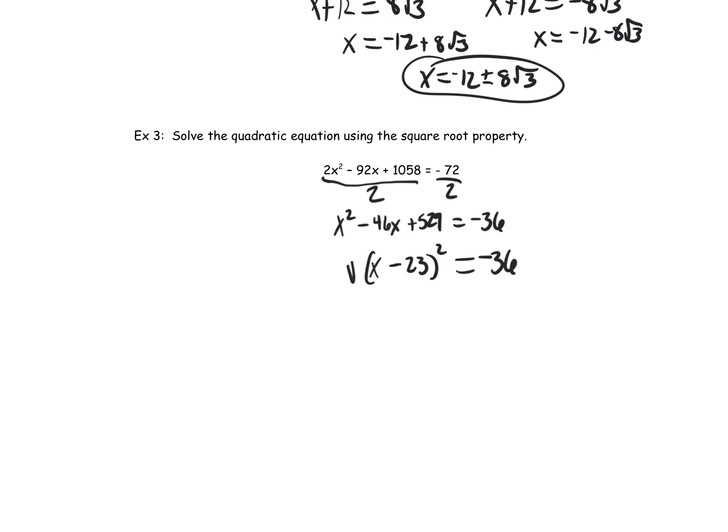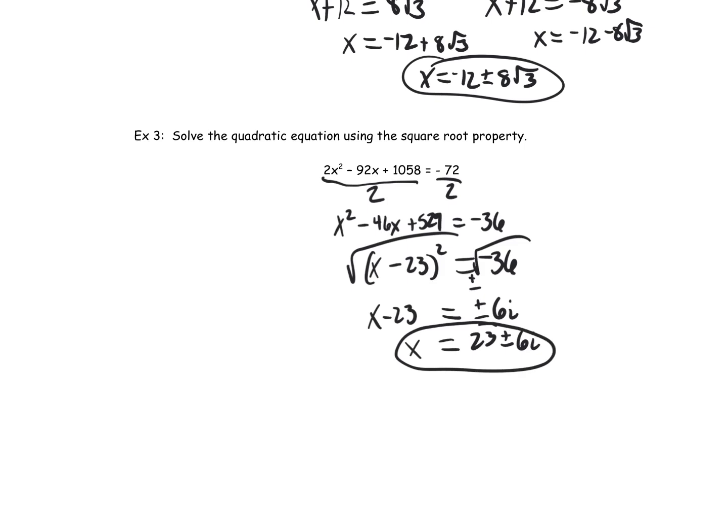Alright, so now I'm going to take the square root of both sides. And again, plus and minus. So we get x minus 23 equals plus or minus, and the square root of negative 36 is 6i. So, final answer here. We saw in the last one when I separated them out, I still had to put them back together. I'm just going to leave these together. 23 plus or minus 6i. And that's my final answer.